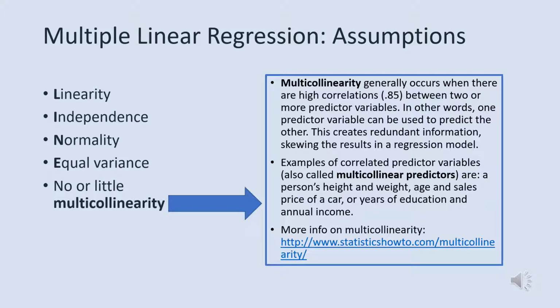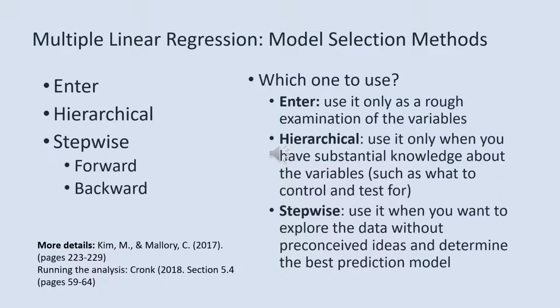When you're doing a multiple linear regression, you have a variety of models you could select from. There are enter, hierarchical, stepwise, and you could do stepwise forward or backward. To determine which one to use, it depends on where you are and what stage you are in your analysis. So for example, enter, you may use this only as a rough examination of the variables. This is where you could put a variable in and take it out and just examine the various components of your data.